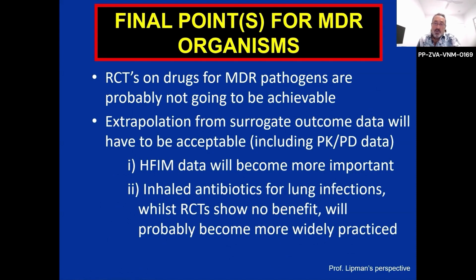The problem is that there probably won't be RCTs on multi-resistant pathogens because there are not enough patients to have RCTs. Extrapolation from surrogate endpoints will continue to occur. And at an experimental level, we're using the hollow fiber infection model to predict dosing, to optimize dosing and to prevent resistance, that we'll take into clinical trials soon. And the other method we're using is inhaled antibiotics for lung infections. Thank you for your time and attention.